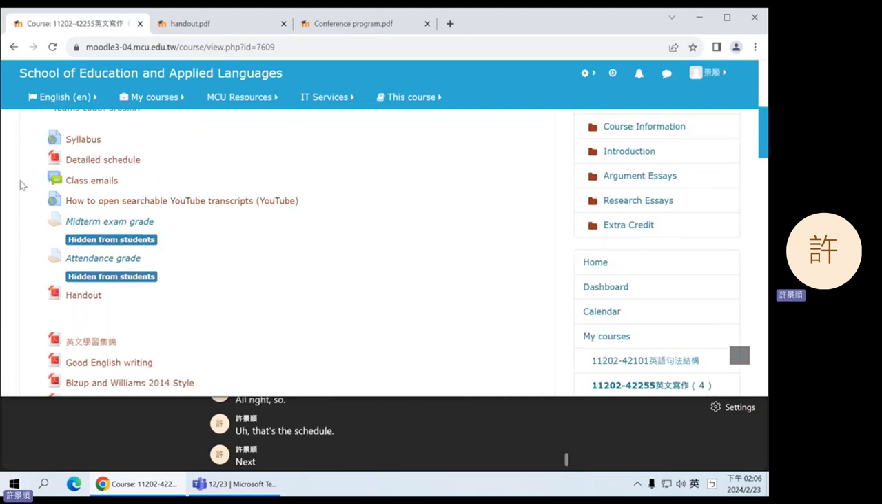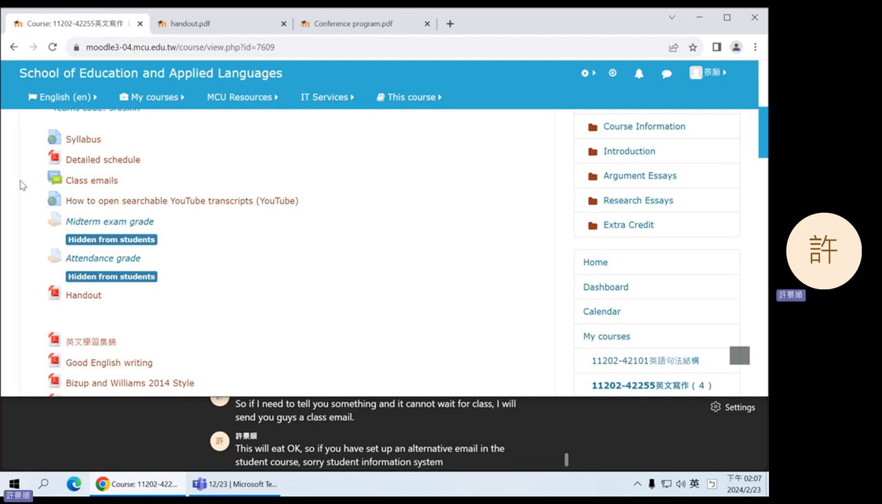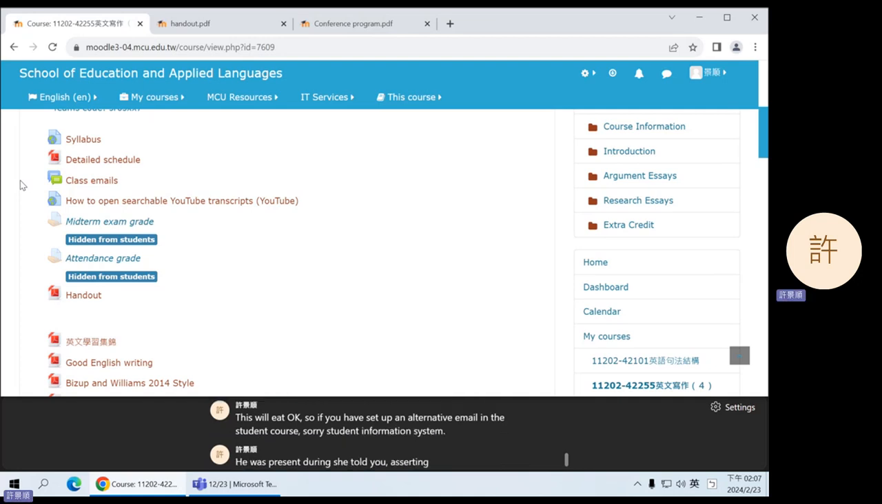Next, class emails. So if I need to tell you something and it cannot wait for class, I will send you guys a class email. If you have set up an alternative email in the student information system, this email will go to your private email. If you did not set an alternative email, this will go to your school email account.